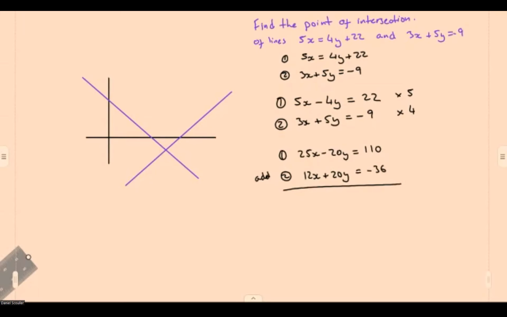Okay, so I'm going to say no because it changes the sign of too many of the numbers and it leads to more confusion, in my opinion. So if we add them together, you're going to get 37x. You're going to eliminate the y term and you're going to end up with 74. So x is equal to 2.